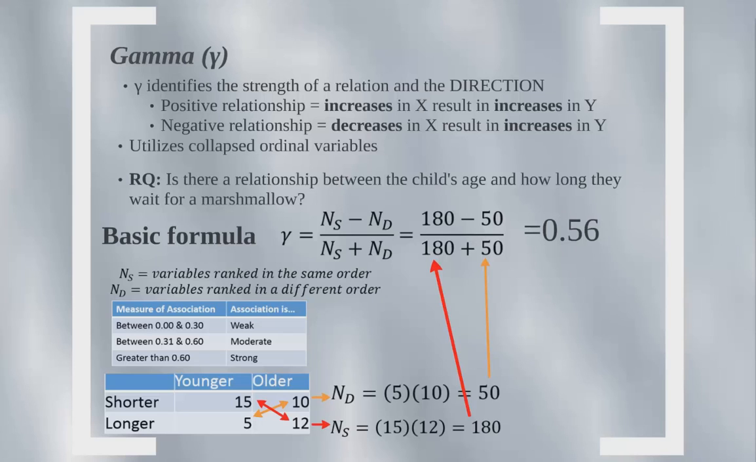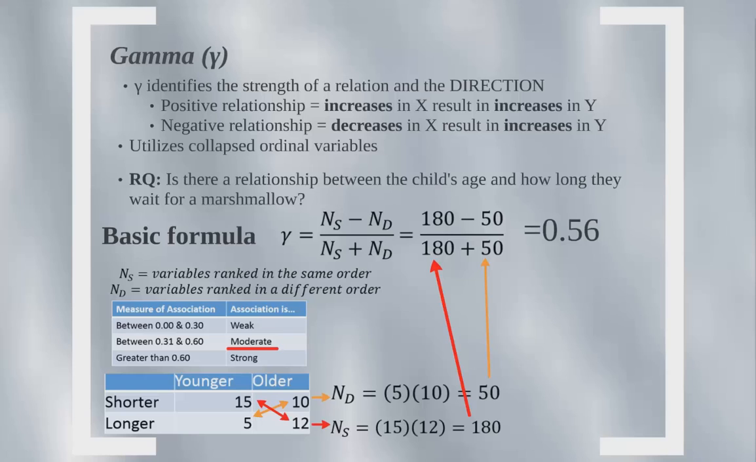And you can also use the eyeball test with this. So you can look at the numbers here, and you can see that as children get older, they tend to wait a longer period of time before eating the marshmallow, right? And so because our statistic is 0.56, we can see that there's a moderate relationship or moderate association.